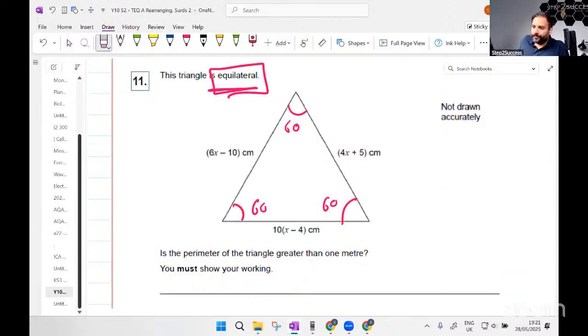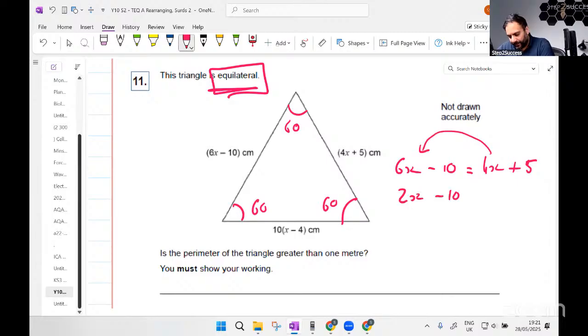Right. So the question is, is the perimeter of the triangle greater than 1 meter? Now you can't answer that question until you have worked out what x is, so that you could then work out what these sides actually are, because the perimeter is all of the sides added together. So what we'll do, because it's an equilateral triangle, I'll put two of the sides, doesn't matter which two, equal to each other. So I'll say that 6x minus 10 must equal 4x plus 5 because it's an equilateral triangle. And I will solve this equation: subtract 4x to get 2x, add the 10 to get 15, divide by 2, and you'll get 7.5 for x.